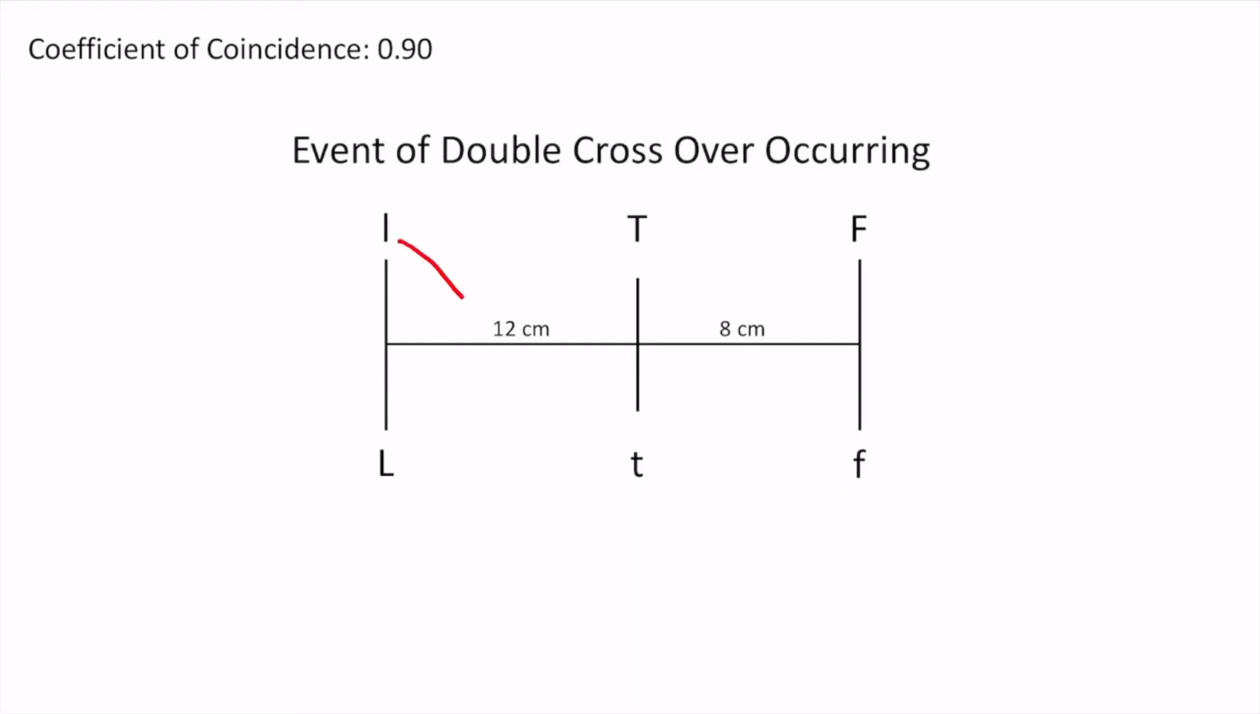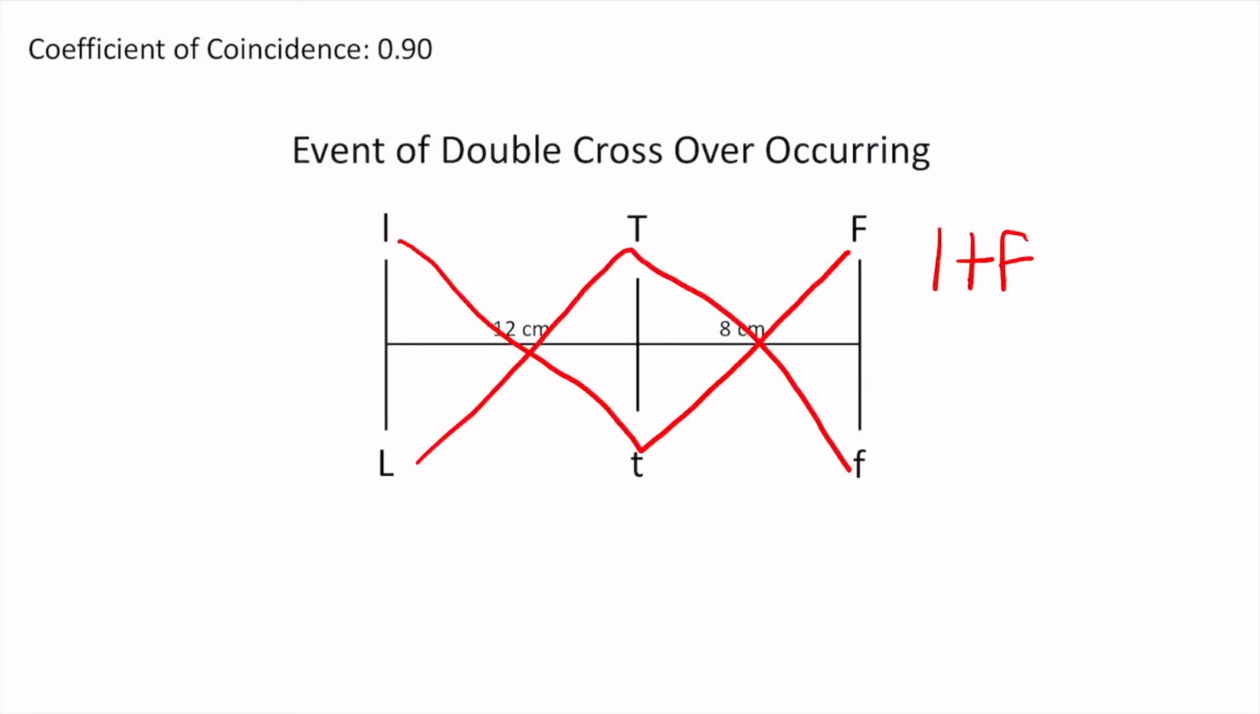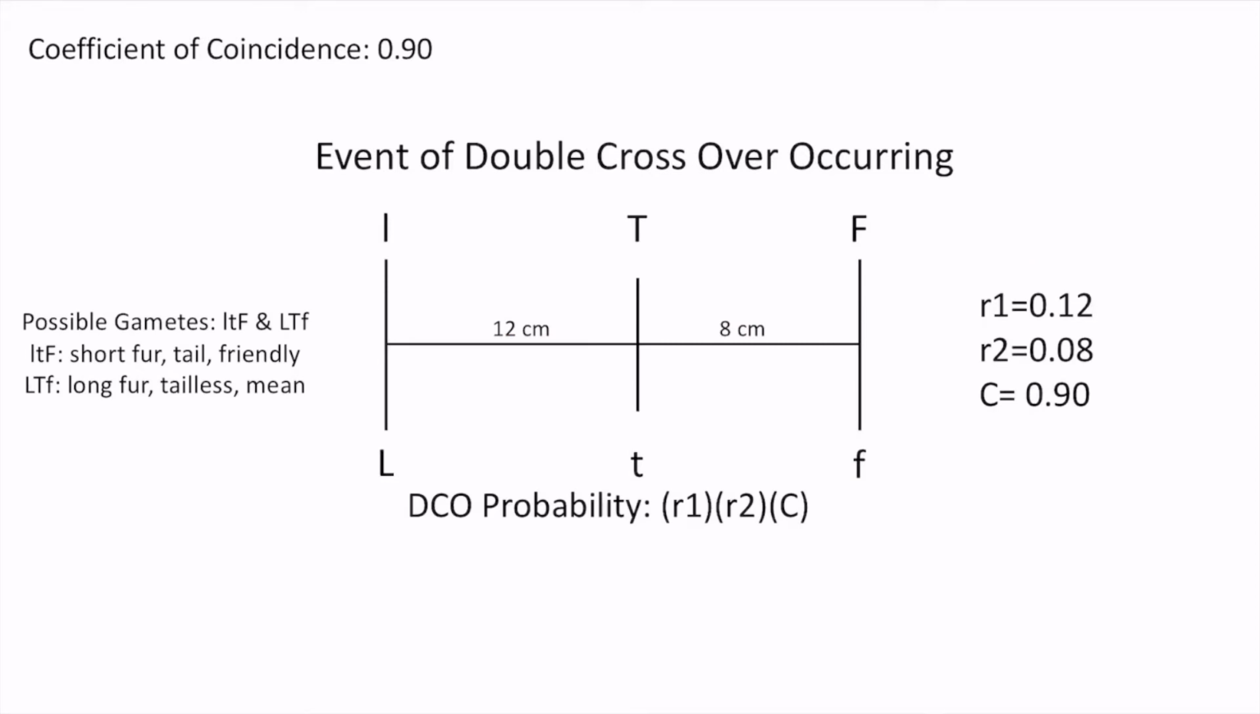If a double crossover event were to occur, we would produce a little l, little t, big F gamete for short fur, tail, and friendly, and a big L, big T, little f gamete, which is long fur, no tail, and mean. We would prefer for a double crossover event not to take place. Luckily, we can calculate the probability of a double crossover event taking place.